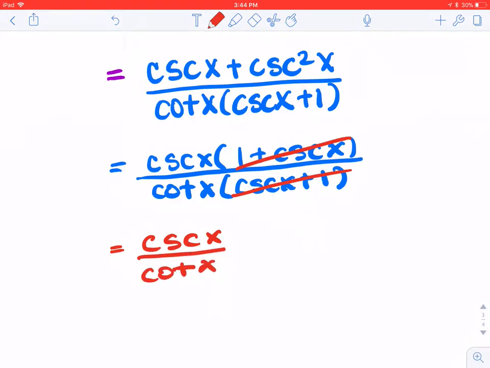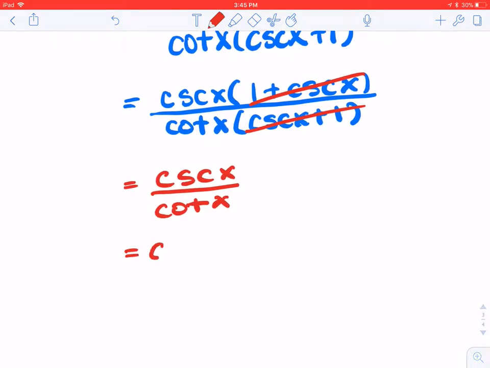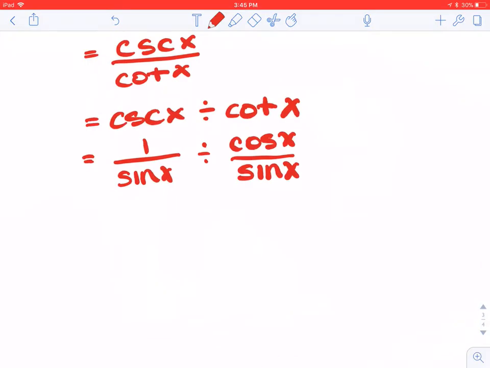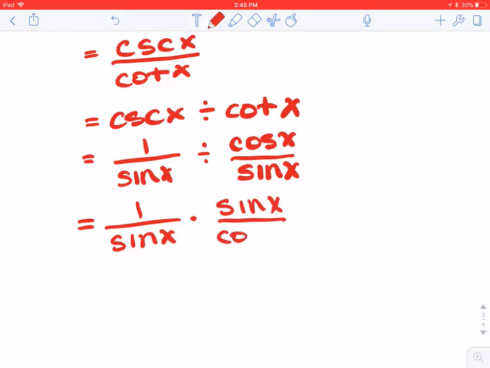Now, I'm at the point where I realize I'm dividing two different terms, both of which can be rewritten as fractions. So now I'm going to write it out as cosecant of x divided by, using this division symbol, cotangent of x. I'm going to replace cosecant of x with 1 over sine of x. And I'm going to replace cotangent of x with cosine of x over sine of x. Now I realize I'm dividing by a fraction, and we don't divide by fractions, we multiply by the reciprocal. So I have 1 over sine of x times sine of x over cosine of x.